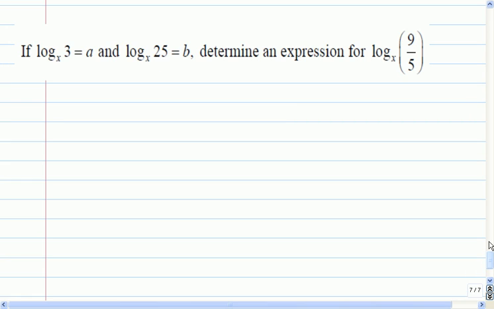Okay, so this time log base x of 3 equals A and log base x of 25 equals B. Can you figure out a way or a clever way to end up with the log base x of 9 over 5?